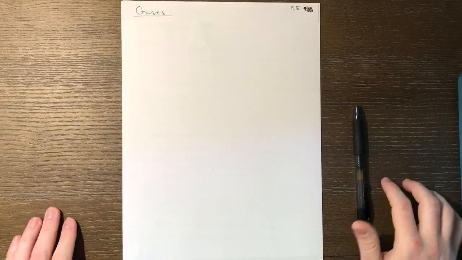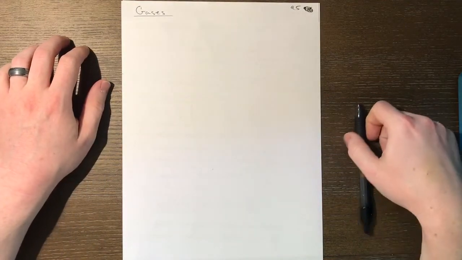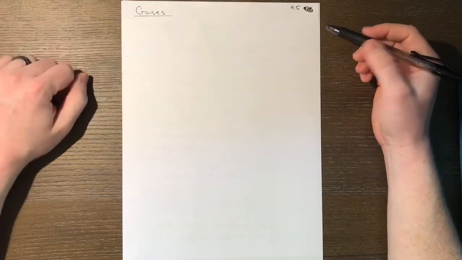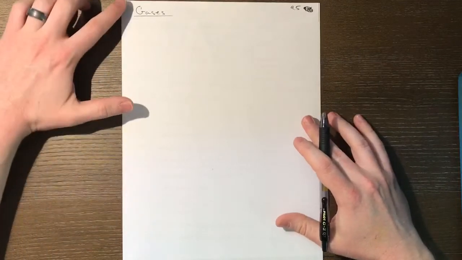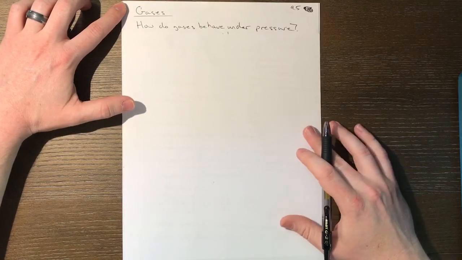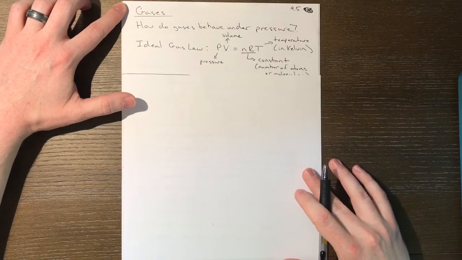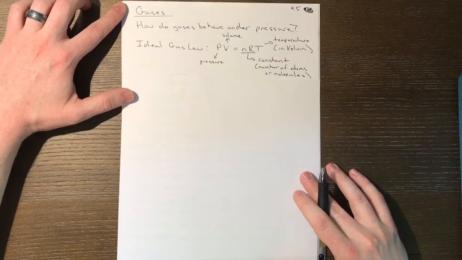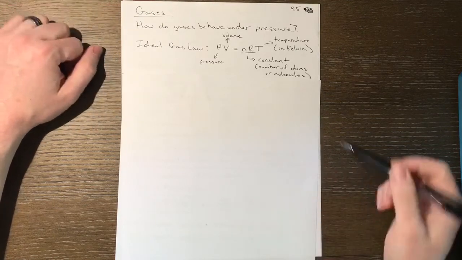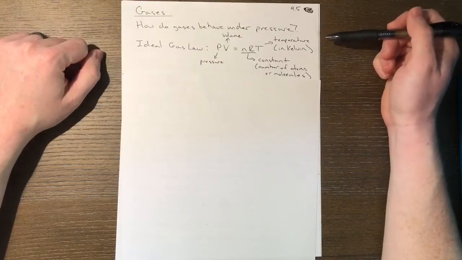All right, so let's look at the last state of matter for our discussion from Chapter 9. That's going to be gases. So the question is, how do gases behave under pressure? Well, there is one big equation that we use to define gases, and that is the ideal gas law.